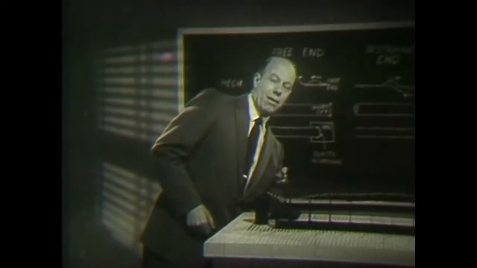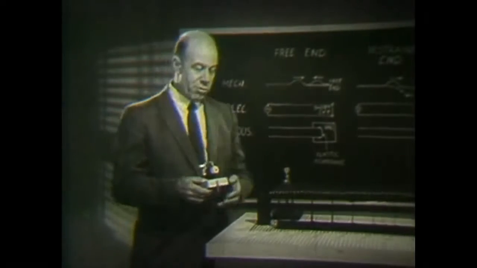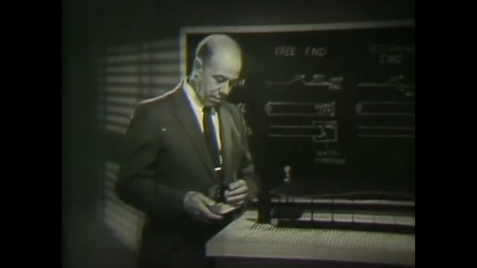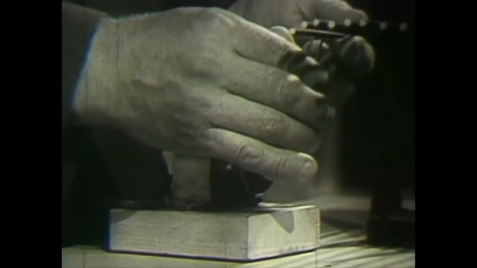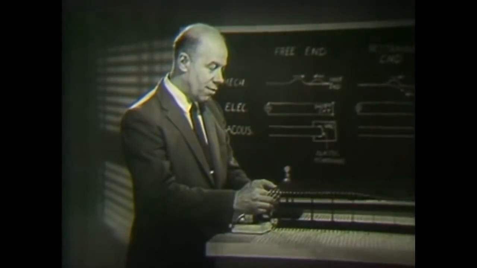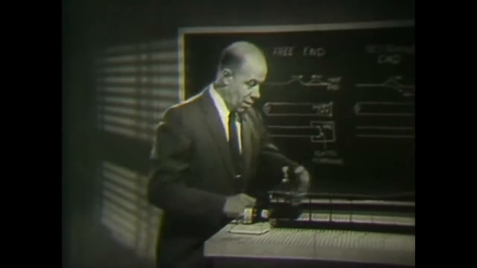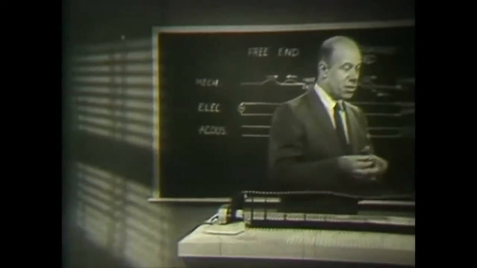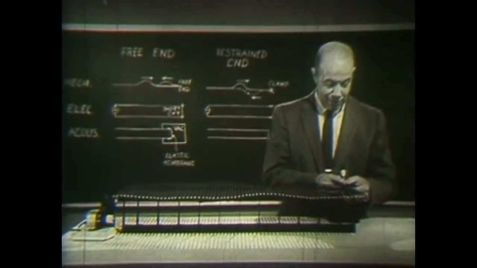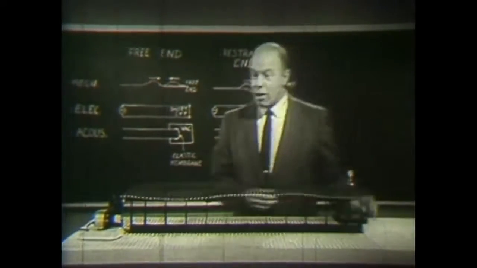Now let's have a look at the superposition behavior of continuous trains of periodic waves. With this small motor and crank, I can generate such a train of waves at this end of the machine and reflect them back upon themselves at this end. All right, in slow motion now, here come the waves.